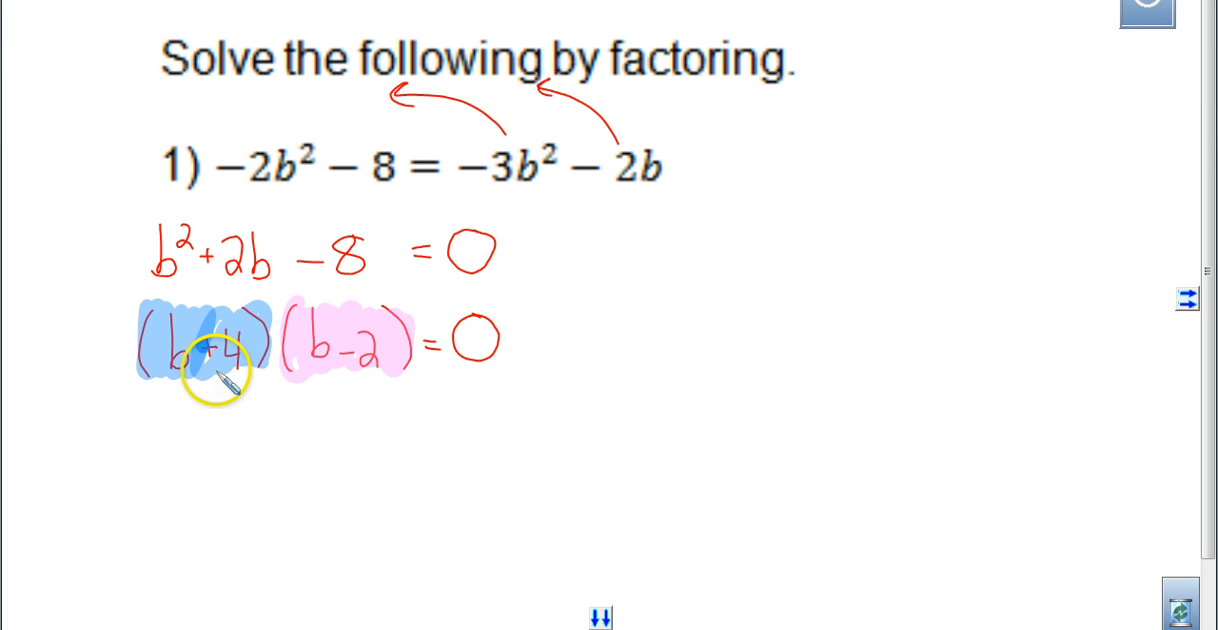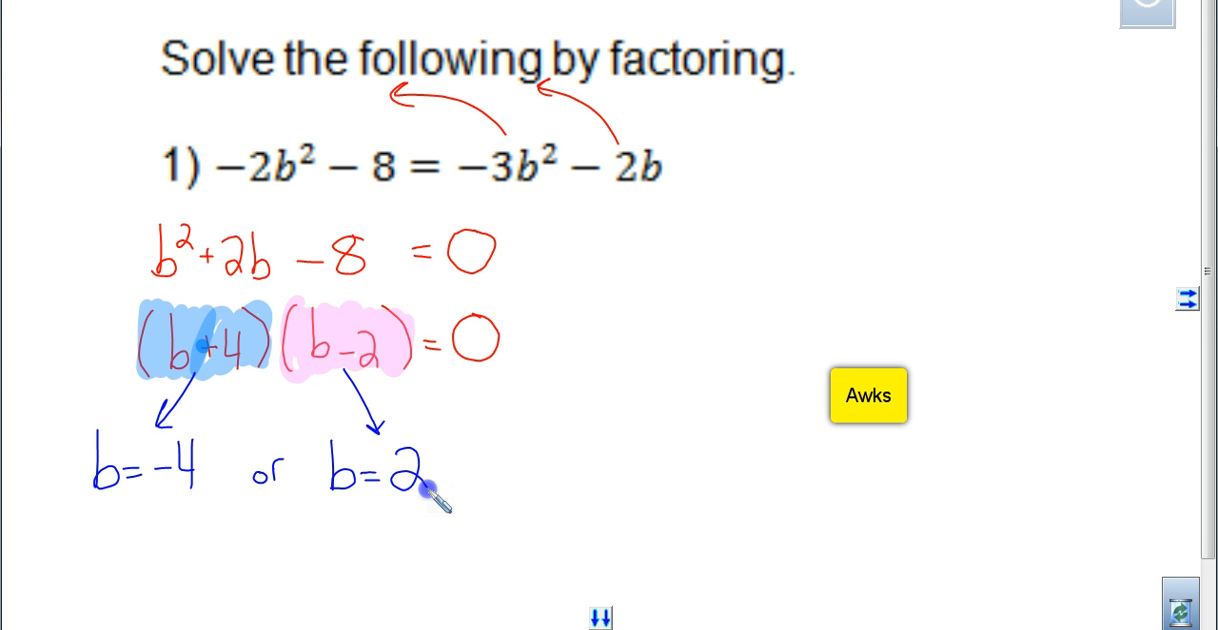So that means either this first binomial would have to be 0, and the value of b that would give us that is negative 4, or this binomial could be 0, which would give us an answer of b equals positive 2. So those are two different values of b which would satisfy this equation, and you can check your answer by, for example, substituting in b equals 2. You should get the same value on the left hand side that you do on the right hand side. Same thing with b equals negative 4, substituting those in for b, you should get the same value on the left side and on the right.